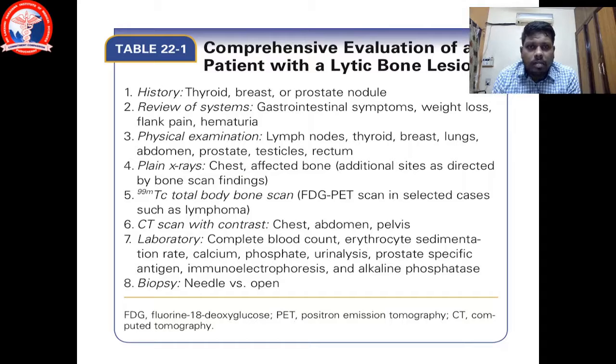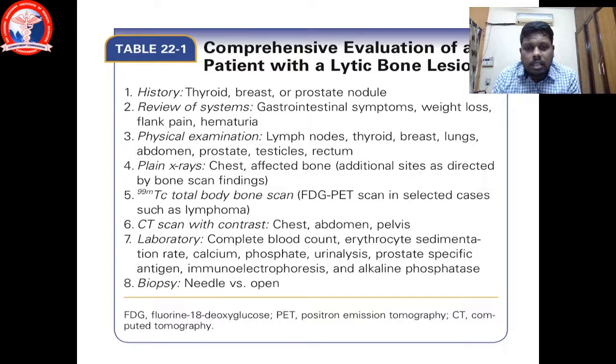So, how will you evaluate a patient with a lytic bone lesion? This table is taken from Rockwood and Green. As you can see, first you have to ask the history, whether the patient has noticed in recent times any thyroid, breast, or prostate nodule. You should also check for other symptoms, not only orthopedic, like gastrointestinal symptoms, weight loss, bone pain, hematuria.